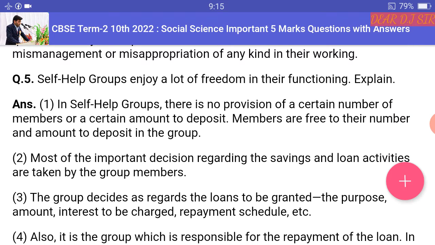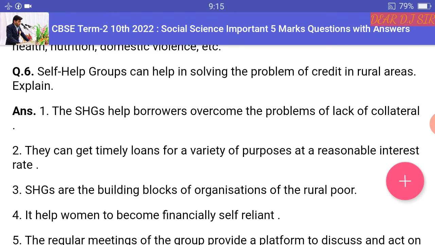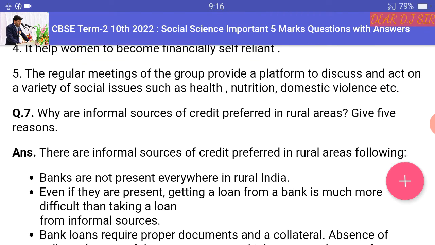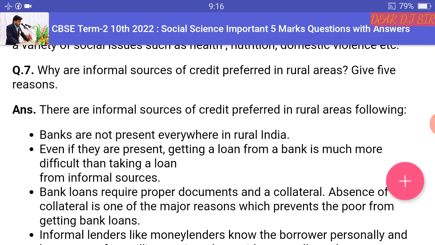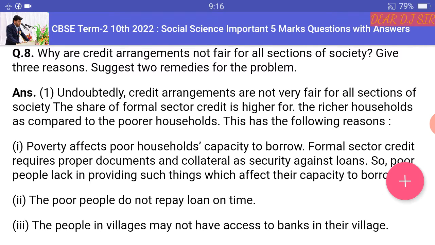Here the 5th question is, self-help groups enjoy a lot of the freedom in their functioning. Explain. Here the 6th question is, self-help groups can help in solving the problems of credit in rural areas. Here the 7th question is, why are informal sources of credit preferred in the rural areas? Give 5 reasons. Here the 8th question is, why are credit arrangements not fair for all sections of society? Give 3 reasons, suggest 2 remedies for the problem.